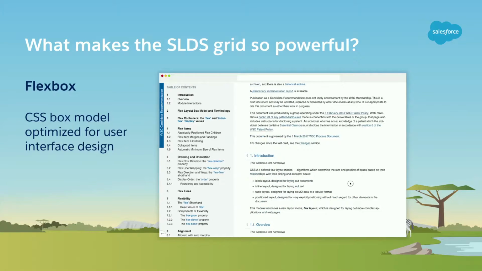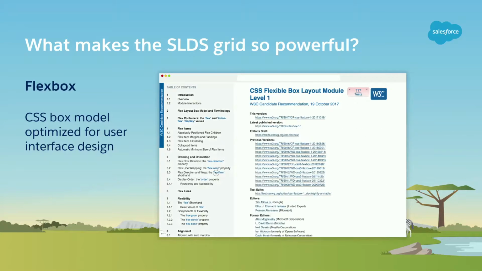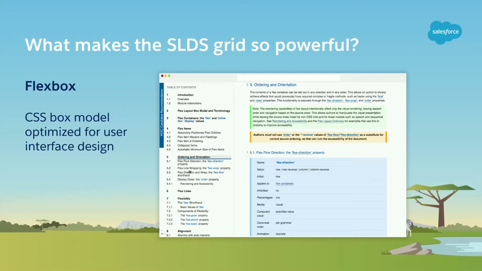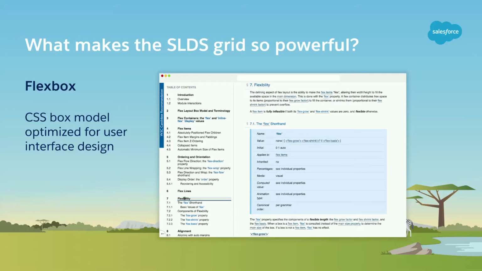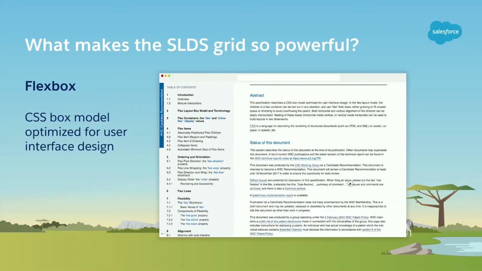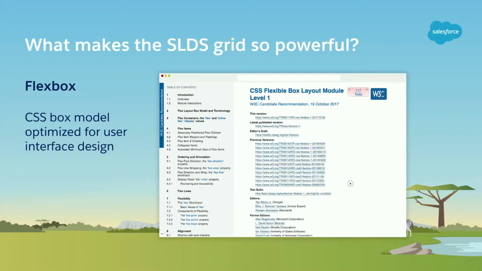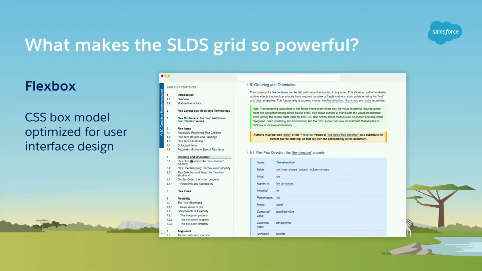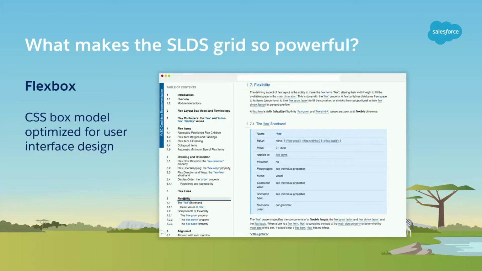So coming back to Flexbox, this is the reason why the SLDS Grid system is so powerful. Flexbox is the optimized user interface for interface design. And really, when we were thinking about what technology we should use to build this grid system, we wanted to bring that to our customers as the platform for you to build all your layouts.